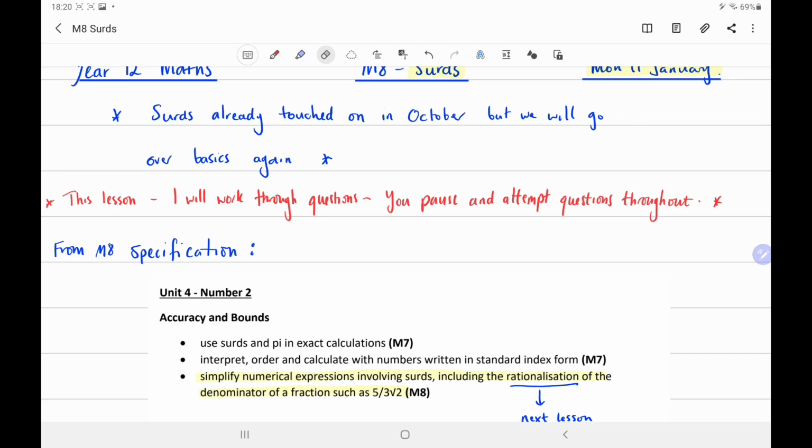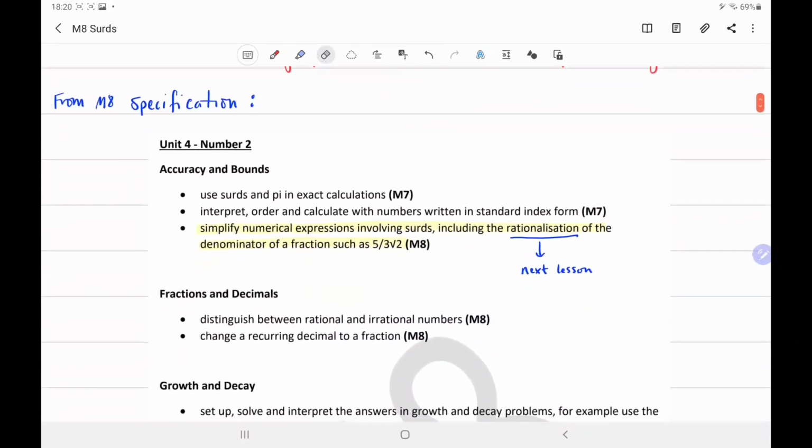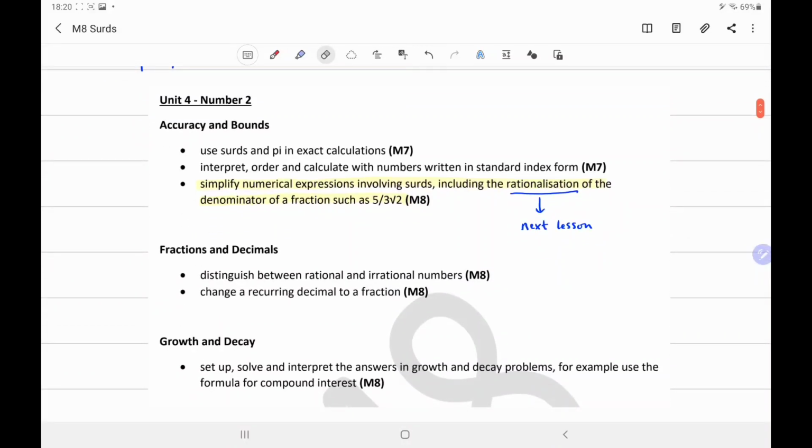So just looking at the specification, we're looking at the highlighted part here, but just the first part of that. Simplify numerical expressions involving surds. That's what we're going to be doing. We're going to be simplifying. Then moving on to tomorrow or the next day, the rationalization of the denominator. So that's the next exercise, but for now we're just going to simplify surds.